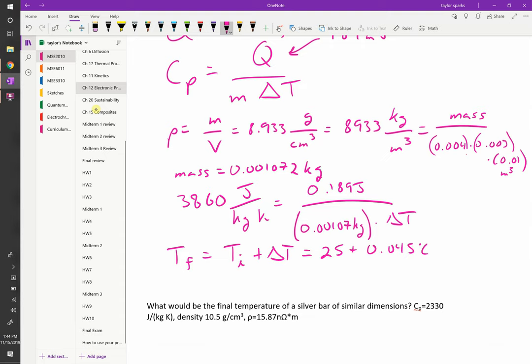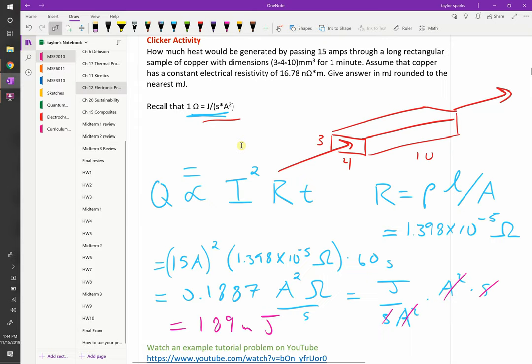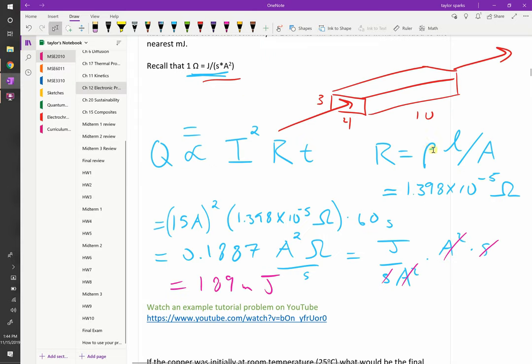We use copper in our homes because it has such great electrical conductivity, right? If we go back up here to our resistance equation, this resistivity is one divided by the conductivity. If we used a material that wasn't such a great conductor, then our resistance would be larger. If the resistance is larger, then the heat that gets generated is larger.